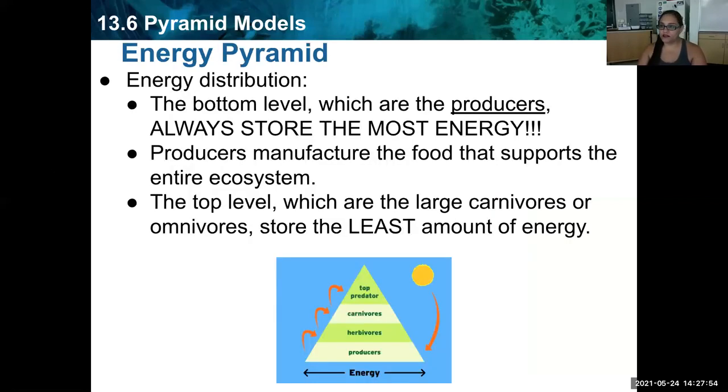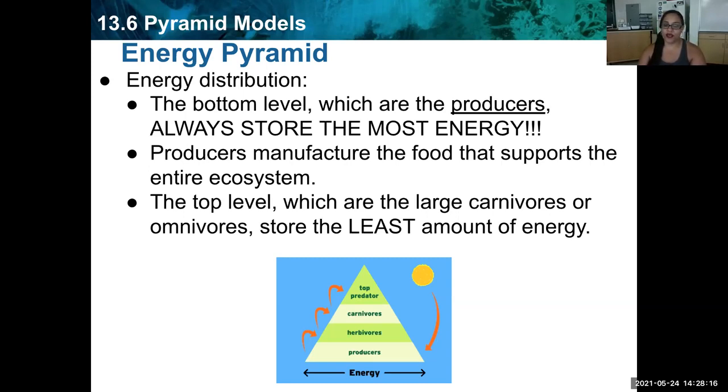Energy pyramids. Like I said, it models energy distribution. At the bottom level are always the producers. The producers always store the most energy. It gets it straight from the sun. It makes its own food. So they always have the most energy. Producers manufacture the food that supports the entire ecosystem.